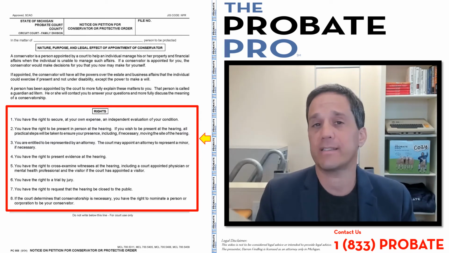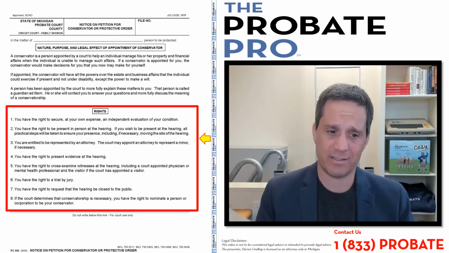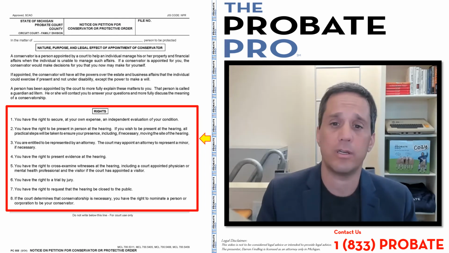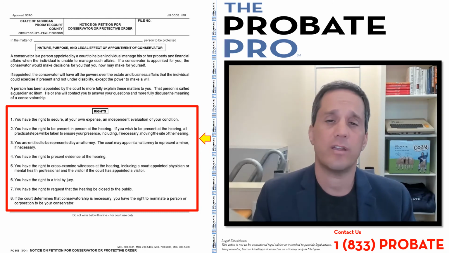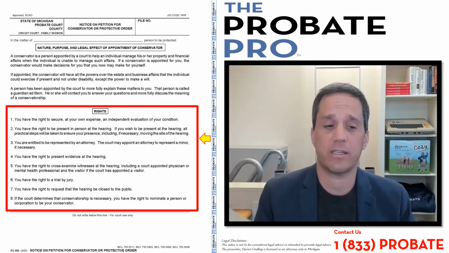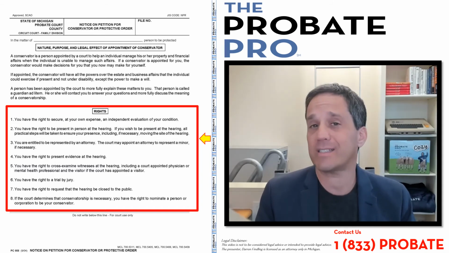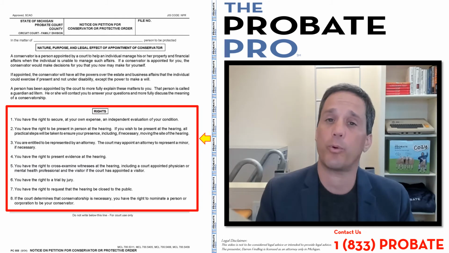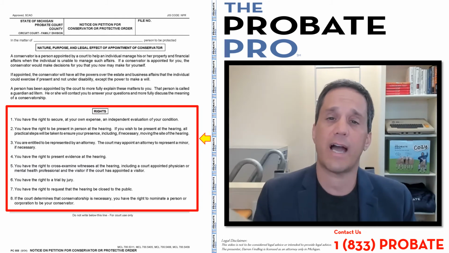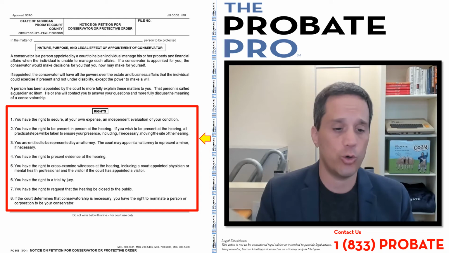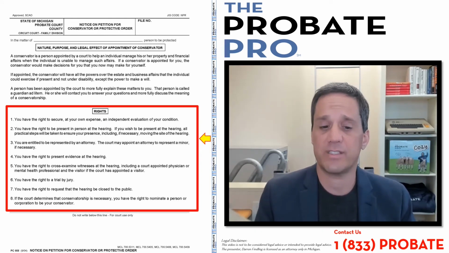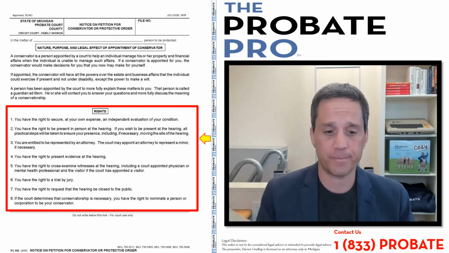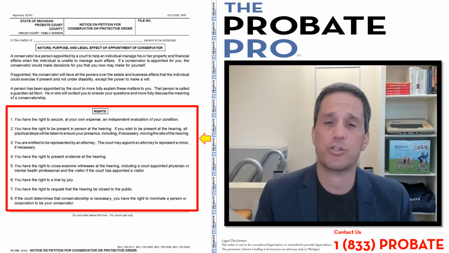Four, you have a right to present evidence at the hearing. So it could be your own medical records, it could be testimony, it could be documentation to support your objection if you are objecting to the conservatorship. You have the right to cross-examine witnesses at the hearing, including a court-appointed physician. So if the court has appointed a doctor who did an evaluation, you have the right to cross-examine those witnesses, as well as the physician or the mental health professional. And again, if you have an attorney, that attorney would perform that role for you.